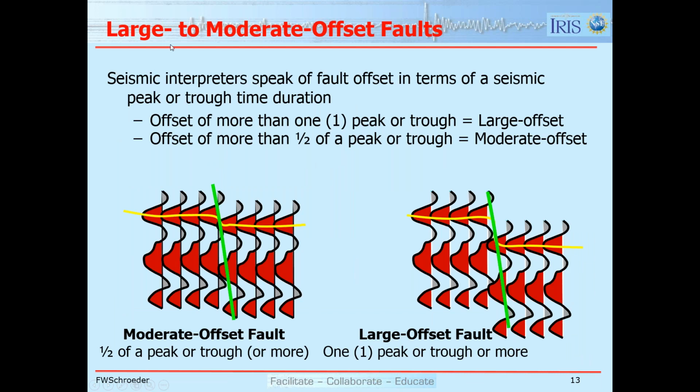And I always talk about faults in terms of seismic properties. So is the offset at a fault about half of a peak or a trough, or less than half, or more than half? Or in the example on the right, this trough is offset to this trough. That's about one time duration for the trough. And so moderate would be a half to 1, and large offset would be more than 1 peak or trough duration in terms of offset.